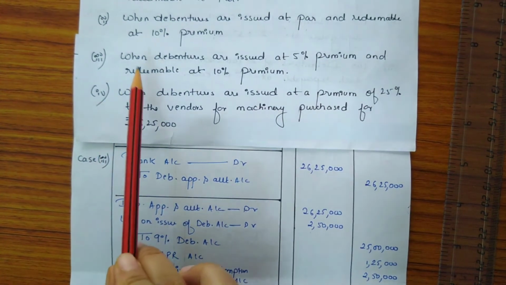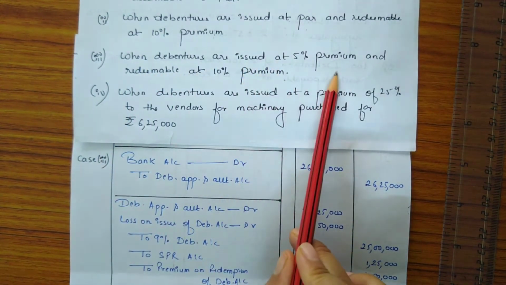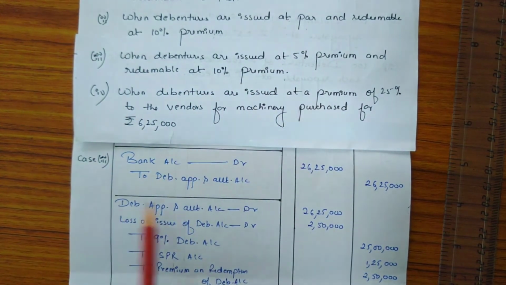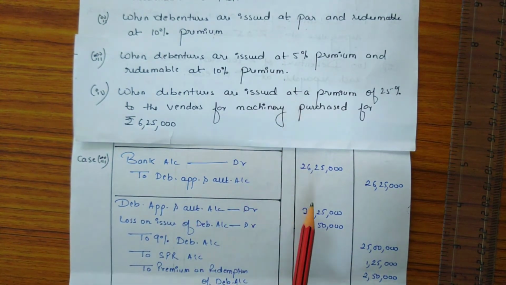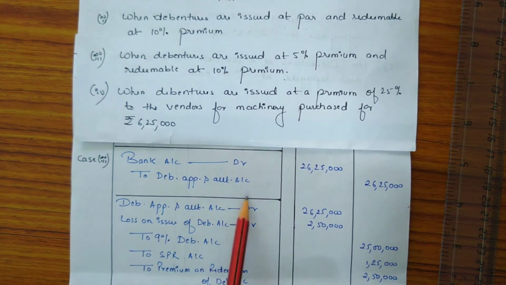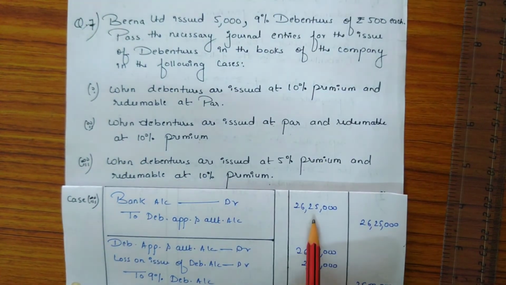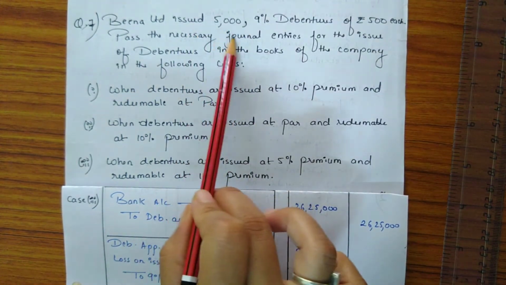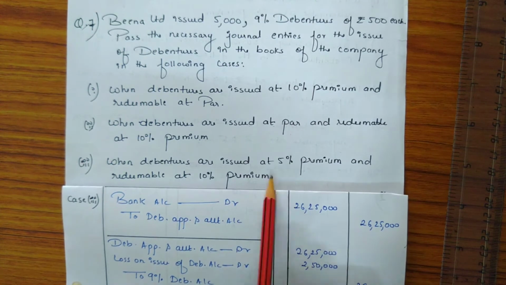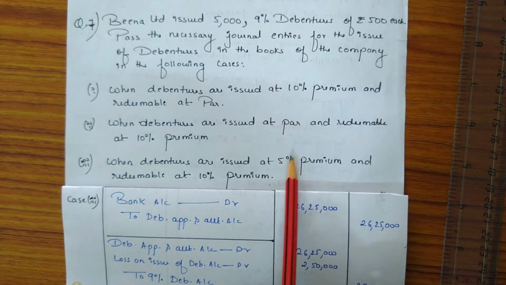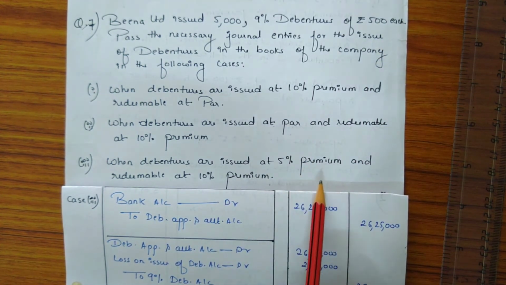Now the third case is when debentures are issued at 5% premium and redeemable at 10% premium. So the first entry will be based on application money received. Entry will be bank account debit to debentures application and allotment account, and the amount will be 26,25,000. So as we know, the number of debentures issued is 5,000 and it has been issued at 5% premium. Issued price is 500. So 5% of 500 is 25. That means the premium amount is 25.